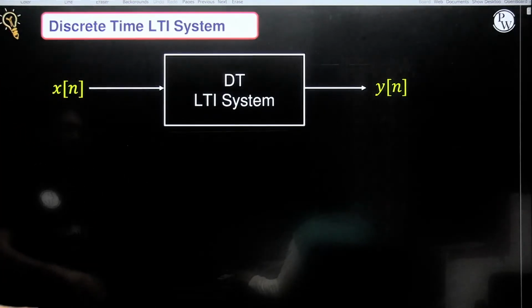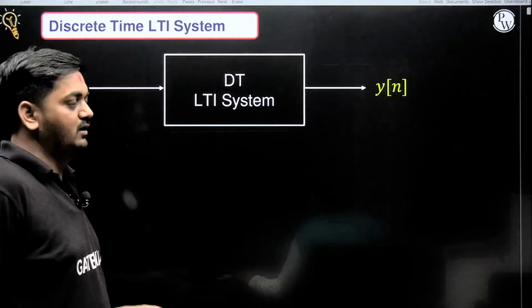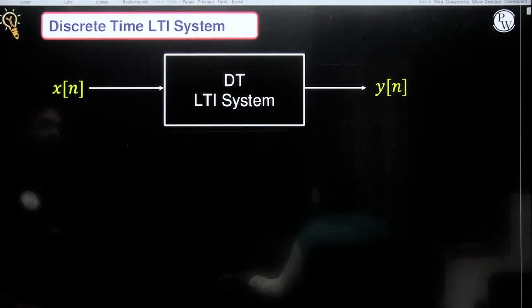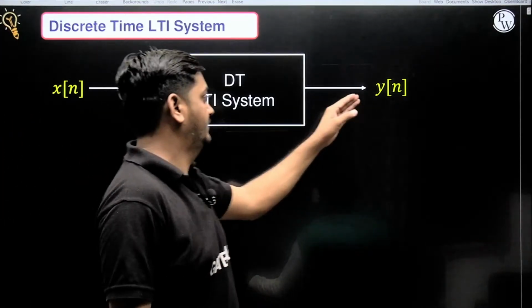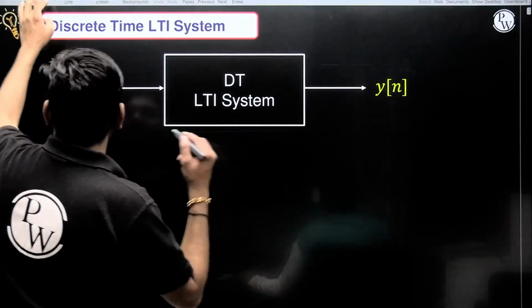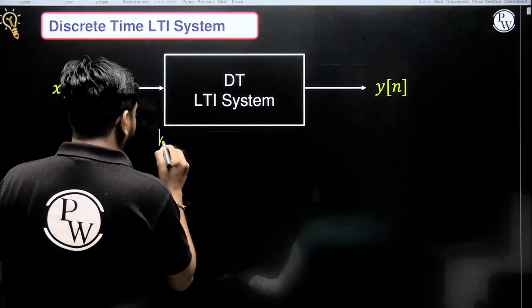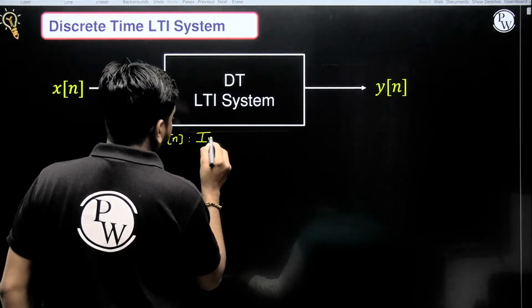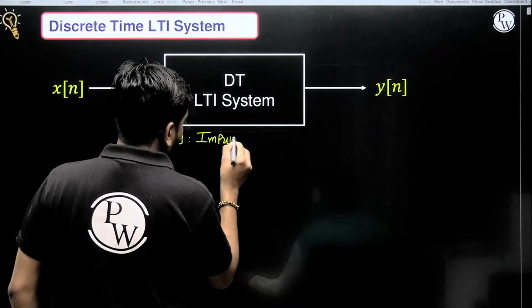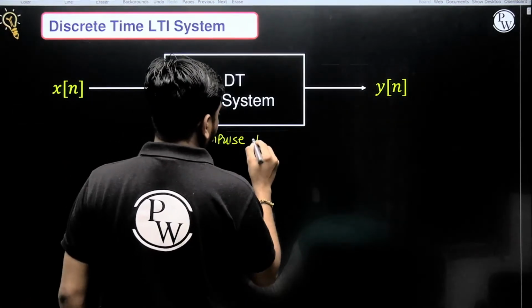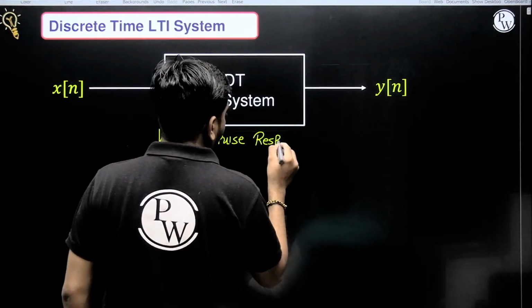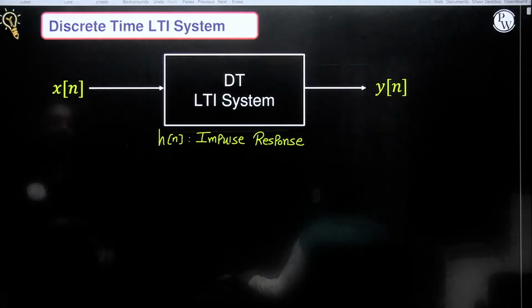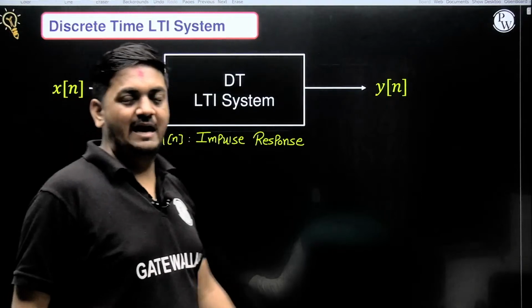Same as continuous time, let us consider a discrete time linear time invariant system. Input is a discrete time signal x of n, and output is y of n. Let us consider this system is represented by its impulse response h of n. Now again, the derivation is also the same as the continuous time LTI system.